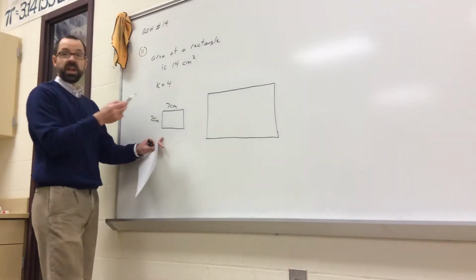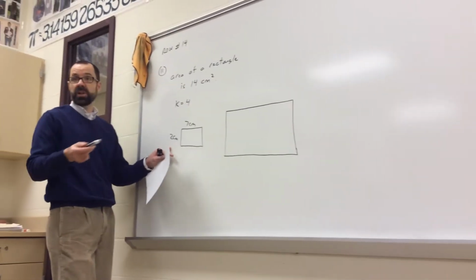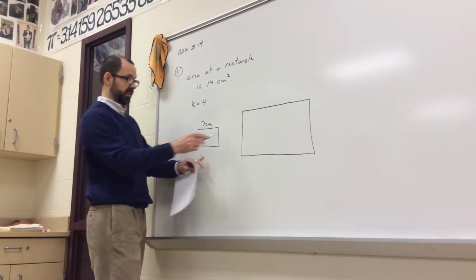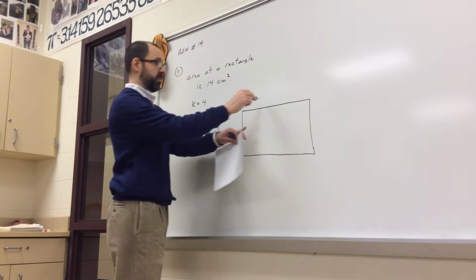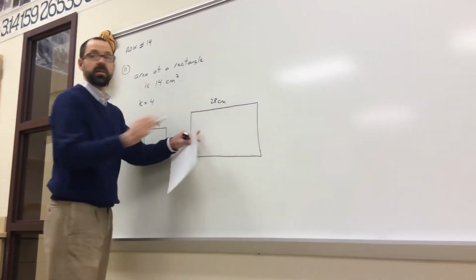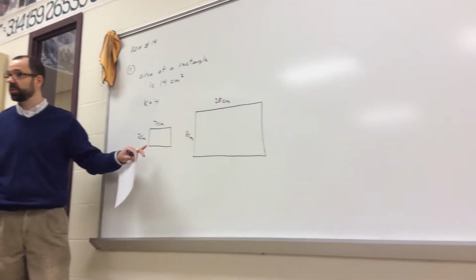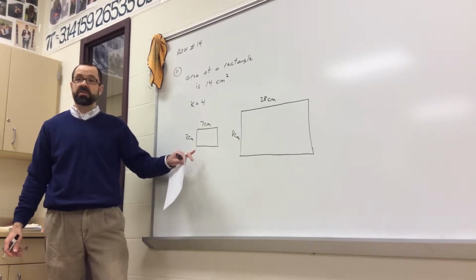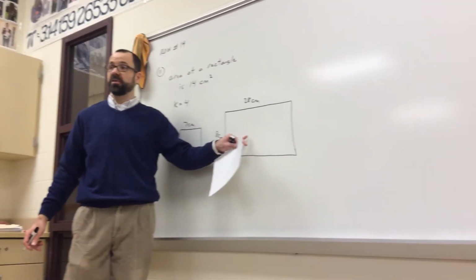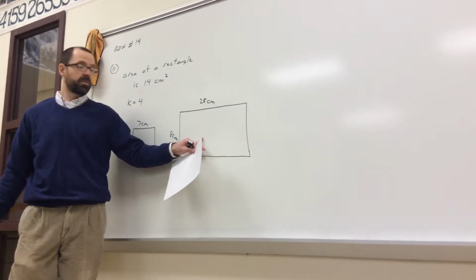And since the scale factor is 4, the sides are going to be 4 times bigger, right? So this is going to be 8, and this is going to be 28. Everybody see where I'm getting these numbers? Okay, so then what's the area of this new rectangle? Or how could you get it?